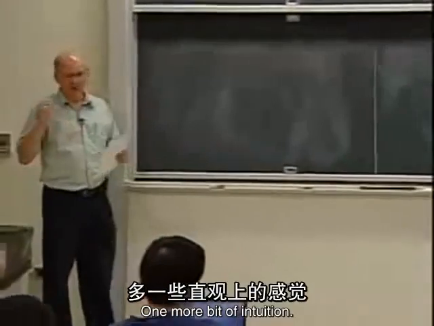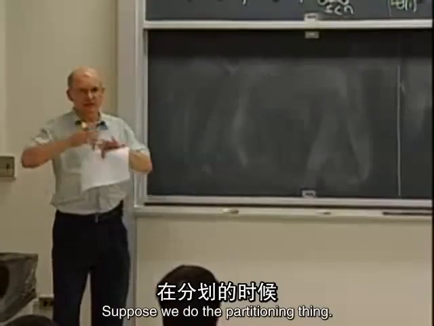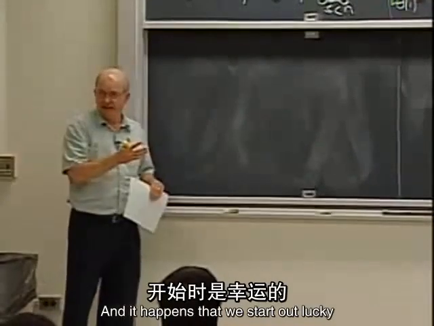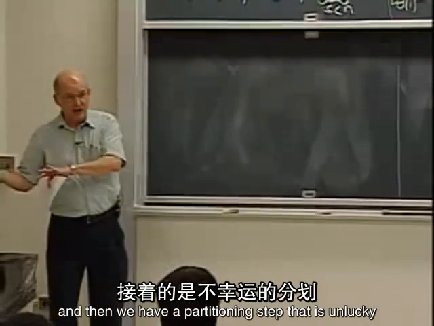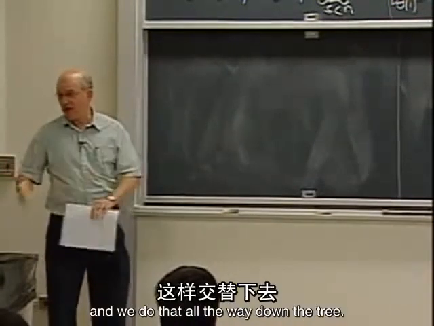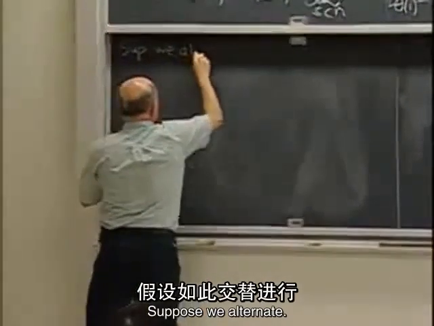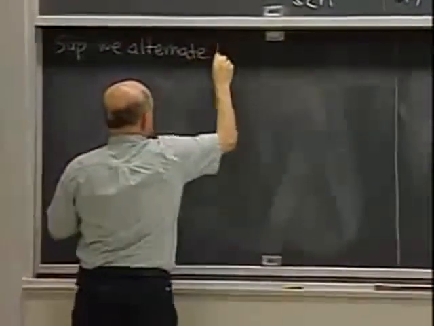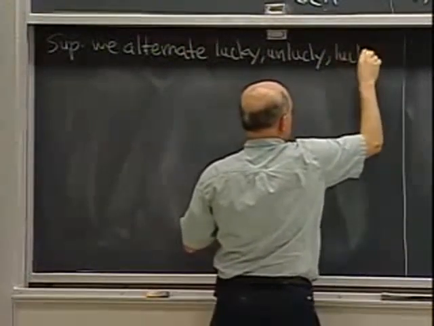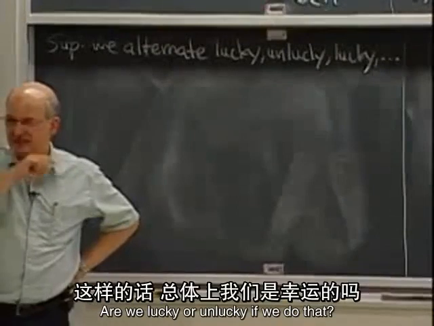Okay? So, one more bit of intuition. Suppose that we alternate steps. Suppose we do the partitioning thing, and it happens that we start out lucky, and then we have a partitioning step that's unlucky, and then we have a step that's lucky, and a step that's unlucky. We do that all the way down the tree. Okay, so suppose we alternate. Okay, so are we lucky or unlucky if we do that?